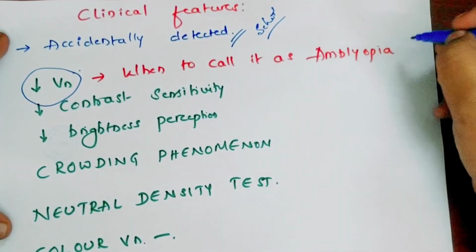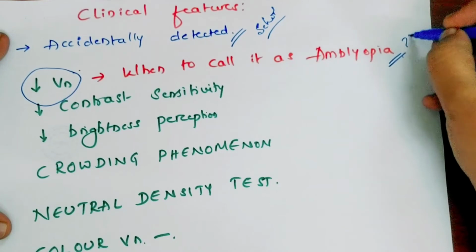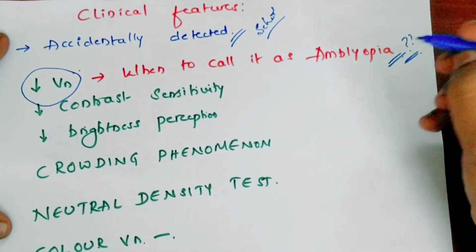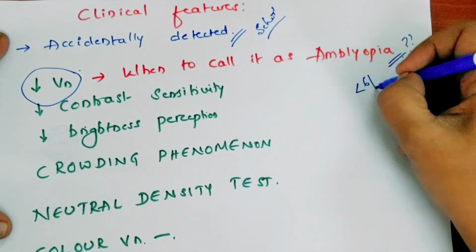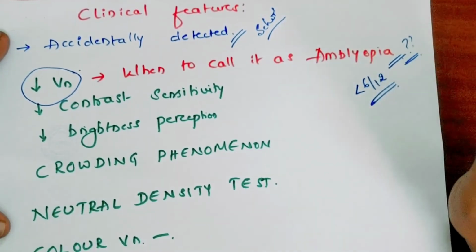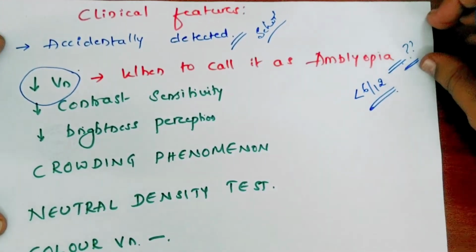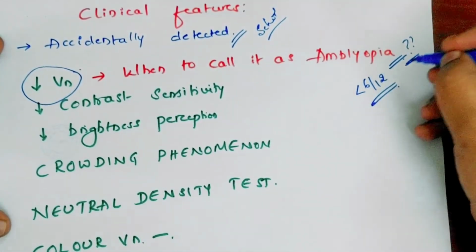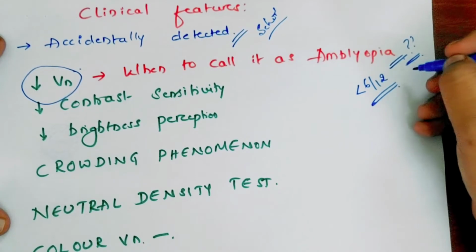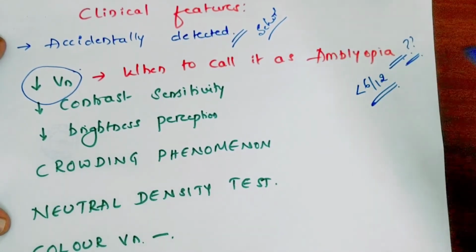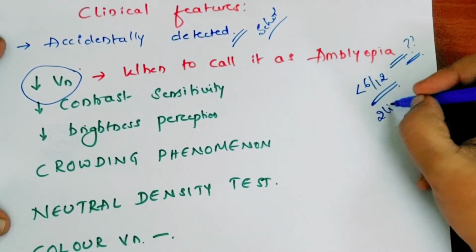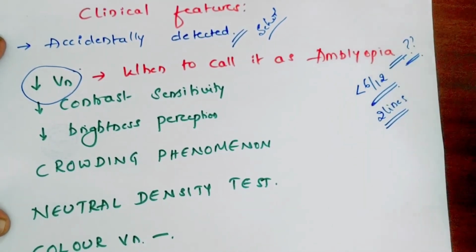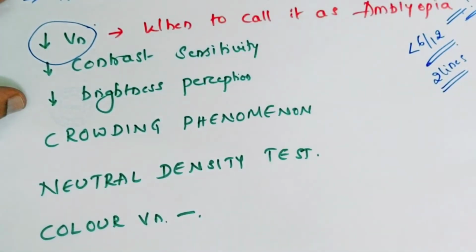And when to call this amblyopia? This is a very important question to be answered. If the vision is less than 6/12 in spite of all the corrections and treatment given, that is, you have given the maximum correction and there is no improvement beyond 6/12 vision, then it can be called amblyopia. Or if there is a difference of two lines between the two eyes on the Snellen's chart, then that is also called amblyopia. Okay, less than 6/12 vision or a difference of two lines between two eyes, that is amblyopia.